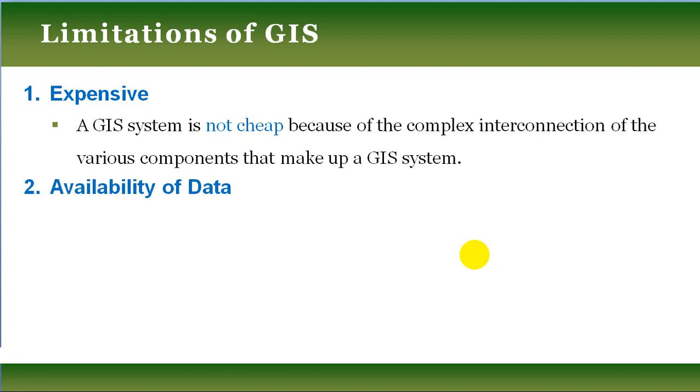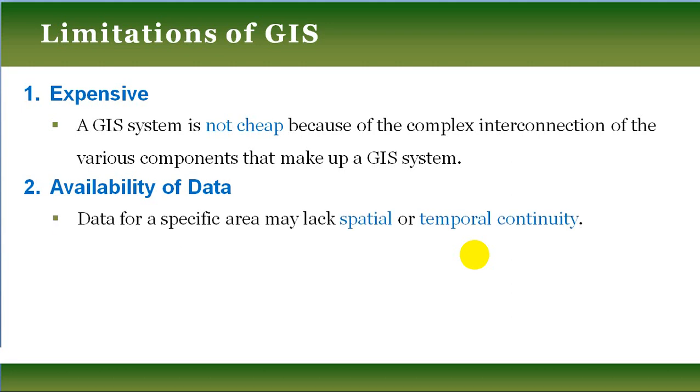Then comes the availability of data. That is another problem for GIS, one that most of us are still facing. For example, data for a specific area may lack spatial and temporal continuity. Let me explain these two terms, spatial and temporal continuity of the data.